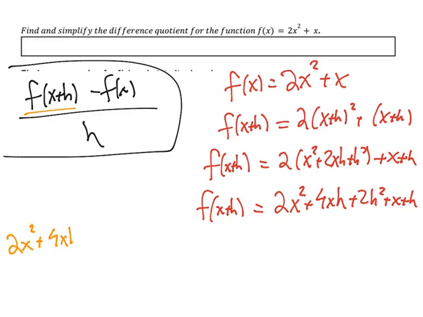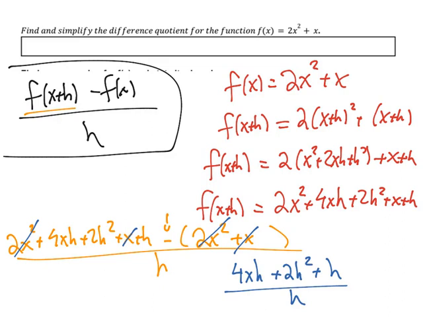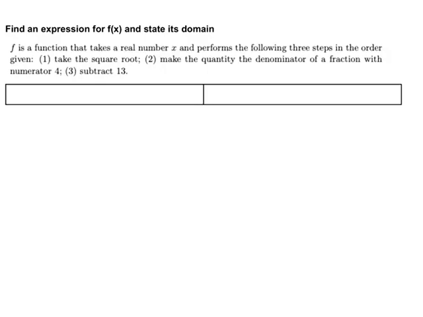2x squared plus 4xh plus 2h squared plus x plus h. I'm going to subtract off f of x, which is 2x squared plus x. I'm going to make sure to use parentheses here. And then I'm going to subtract 2x squared minus 2x squared, x minus x. I'm left with 4xh plus 2h squared plus h all over h. And then you should recognize that I can actually reduce all these h's to get 4x plus 2h plus 1. This is one of the more challenging questions on here. We'll be working with a difference quotient in the future, so don't worry too much if you're struggling. It's a lot of arithmetic.